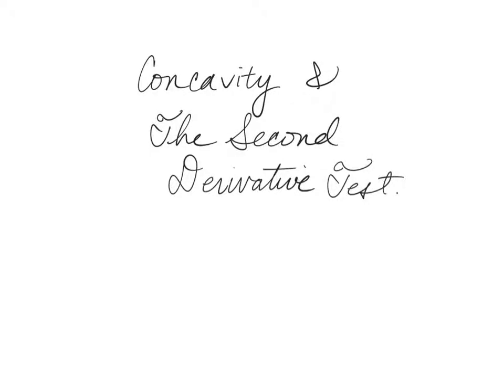Concavity and the second derivative test. In the last lesson, you may recall that when we talked about intervals where a function is increasing or decreasing, I pointed out that there were a couple different ways that a function could increase. All of these slopes of the tangent line here have positive slopes, but these also have positive slopes. So there are two different ways for a function to increase.